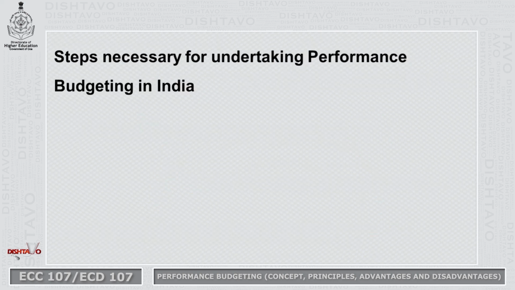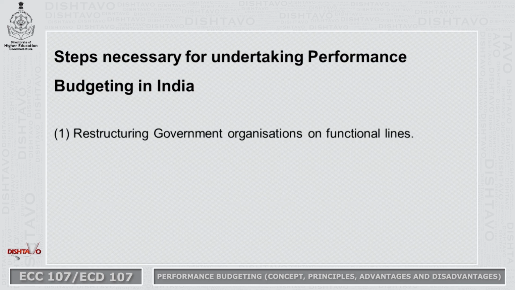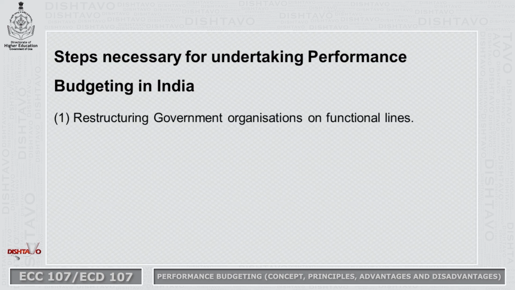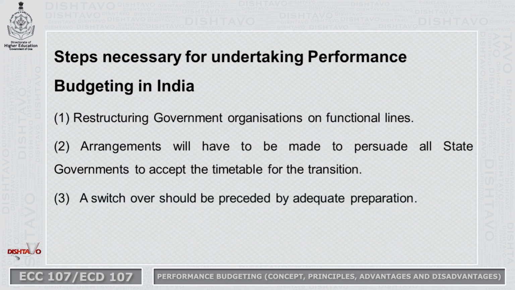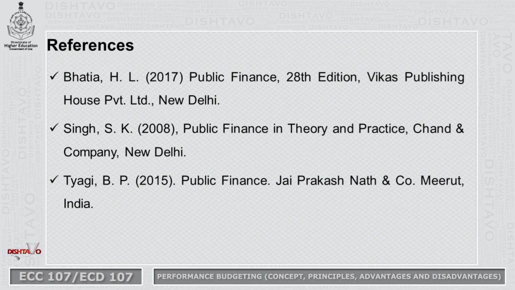So the last thing that we need to know about performance budgeting is what are the steps necessary for undertaking performance budgeting in India. Number 1. Restructuring government organizations on functional lines. Second, arrangements will have to be made to persuade all state governments to accept the timetable for the transition. Thirdly, a switchover should be preceded by adequate preparation.